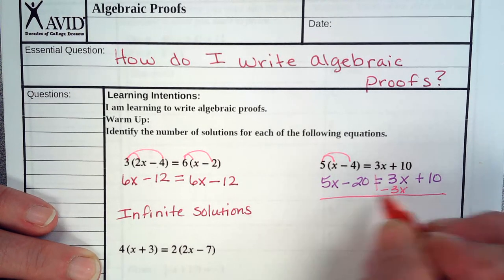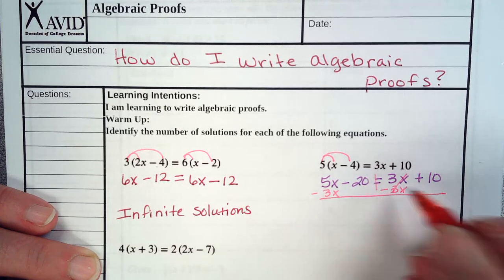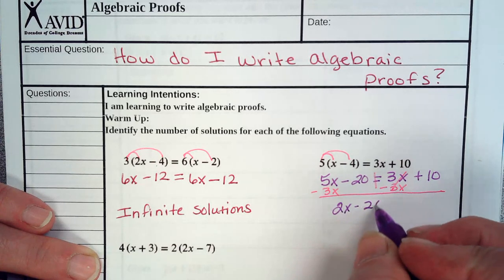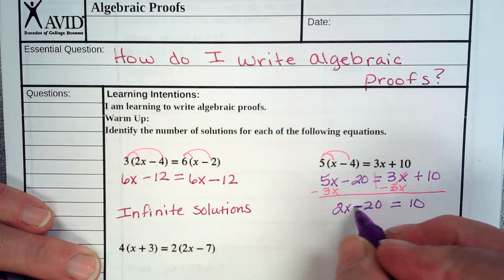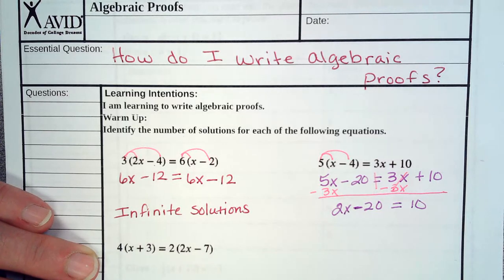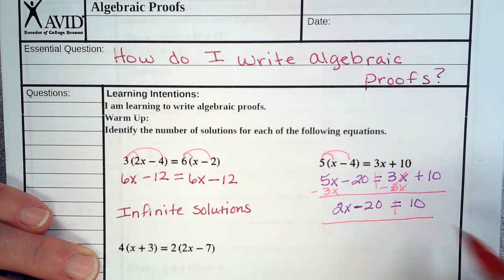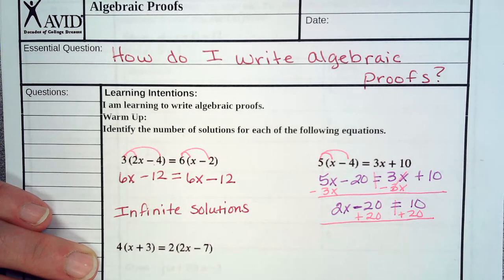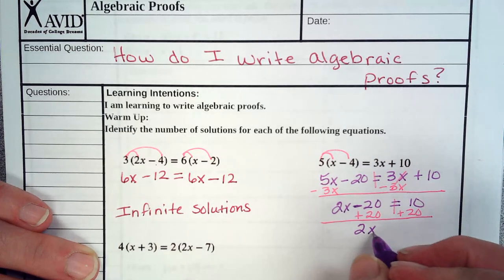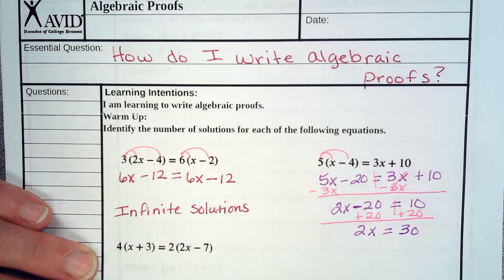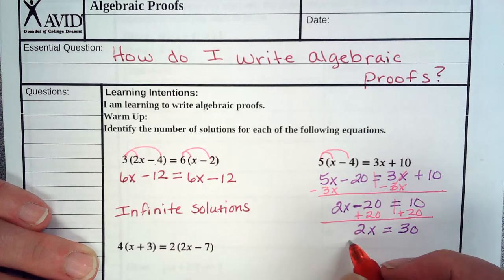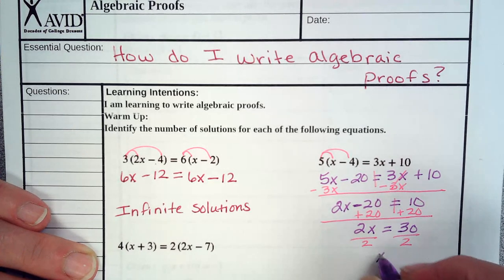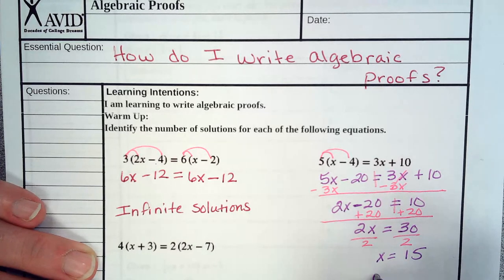Subtract 3x from both sides. 2x minus 20 is equal to 10. Add 20 to both sides. 2x is equal to 30. Divide by 2. And x is equal to 15. This is one solution.